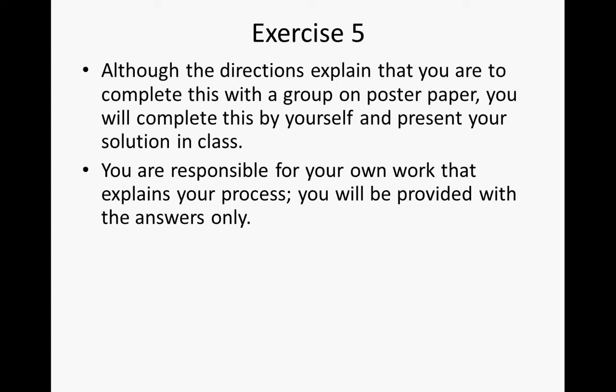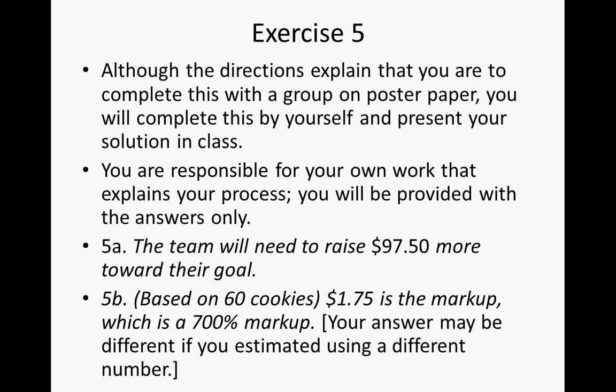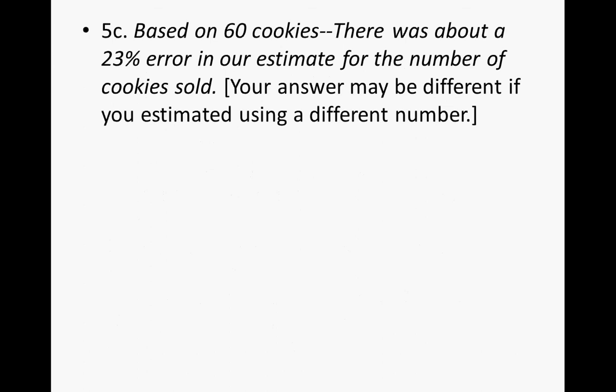Okay, you should be done with part A. So the answer is a team will need to raise $97.50 more towards their goal. 5B, based on 60 cookies, you have $1.75 as the markup, which is a 700% markup. Although your answer might be slightly different if you estimated using a different number. 5C, based on 60 cookies, there is about a 23% error in the estimate for the number of cookies sold. Again, your answer may be different if you estimated using a different number.